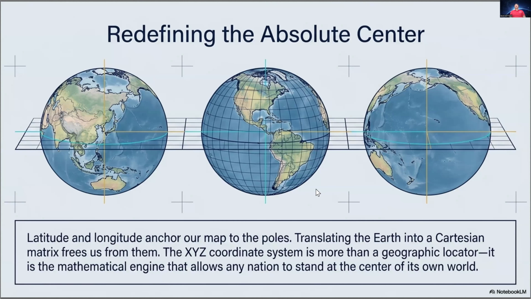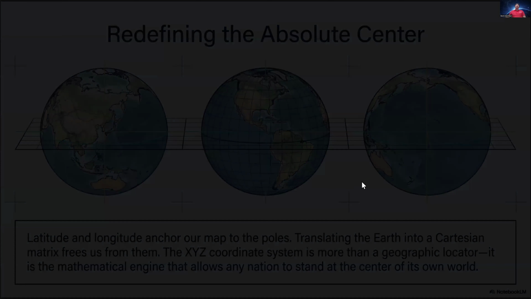Defining the absolute center, redefining. Translating a map into a Cartesian matrix frees us from them. The XYZ coordinate system is more than a geographical logic. It is a mathematical engine that allows any nation to stand at the center of its world by using AI.